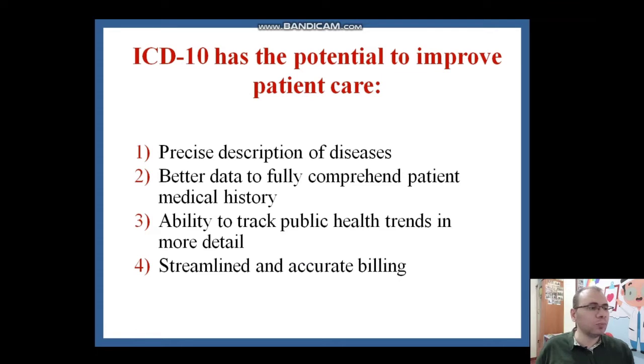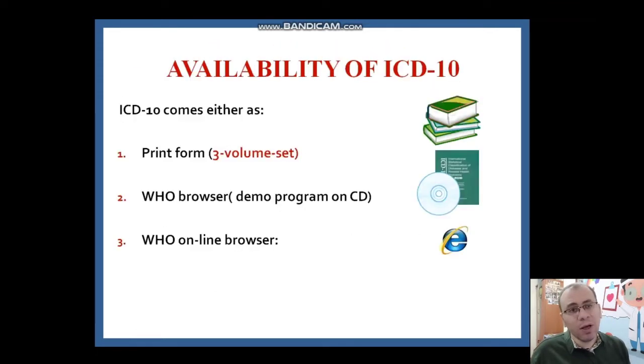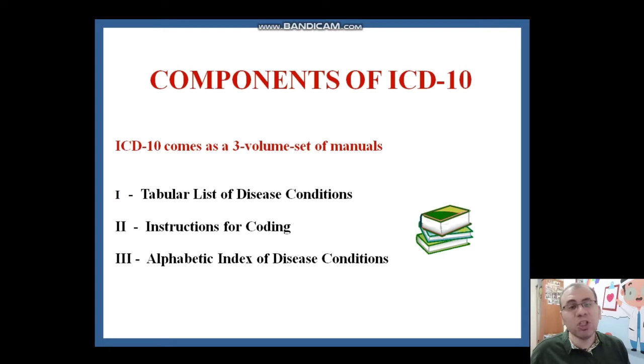We will discuss the forms of ICD-10, starting from the printed form, which is now obsolete and not used, and we'll also talk about the WHO browser, which is a demo program on a CD, and also the WHO online browser. We will talk about the volumes of ICD-10, which are simply 3 volumes. The first one is called the tabular list of disease conditions. The second one is instructions for coding. The third one is the alphabetic index of disease conditions.